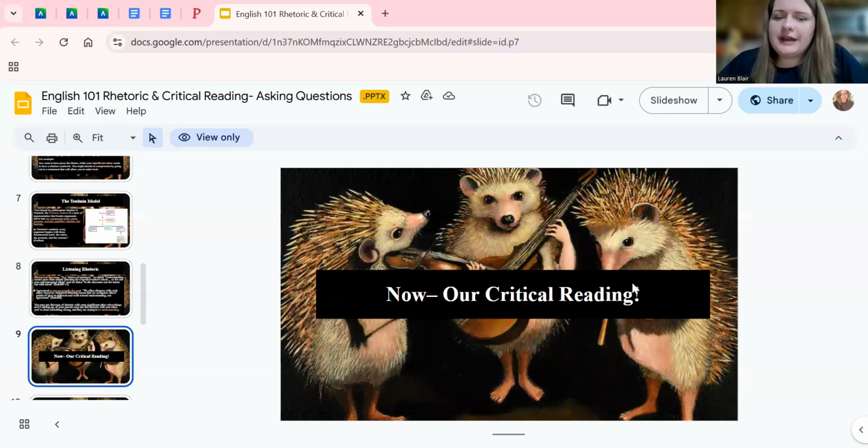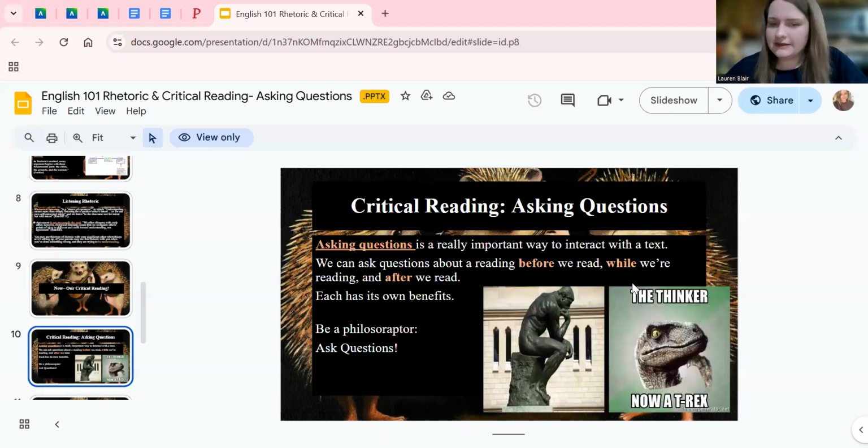So we are going to look at another method of critical reading. We have asking questions as you read through your piece. Whatever text you're reading through, you can ask questions and actively engage with that text as you read it. Asking questions is a super important way to interact with a text, and we can ask questions about a reading before we read. We can ask while we're reading, and then we can ask more after we read, and that can lead us to better understanding the text that we're reading. So be a philosopher, ask questions.